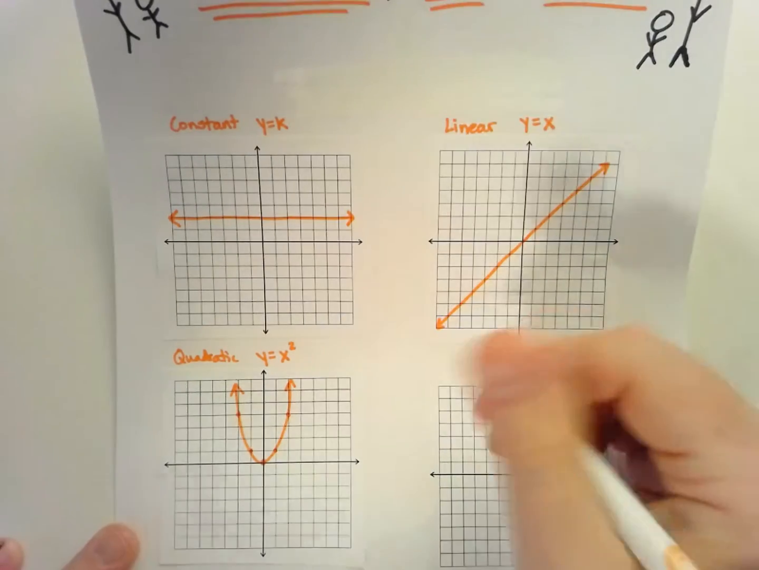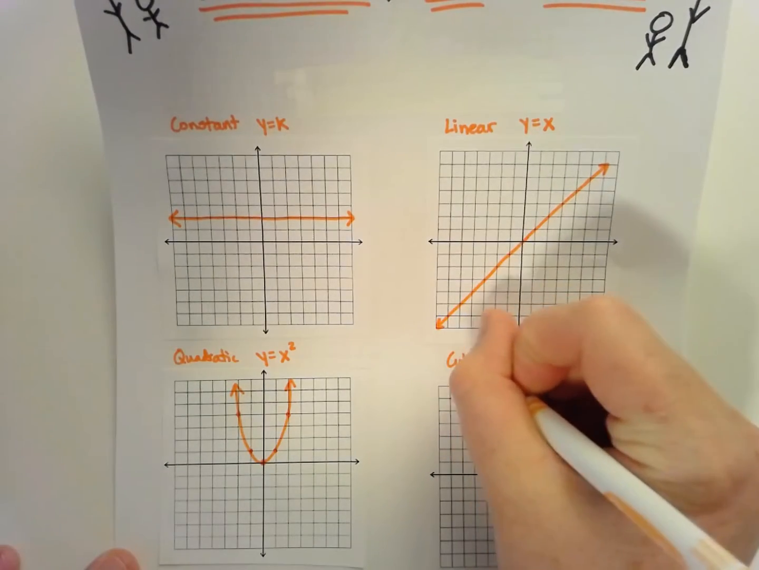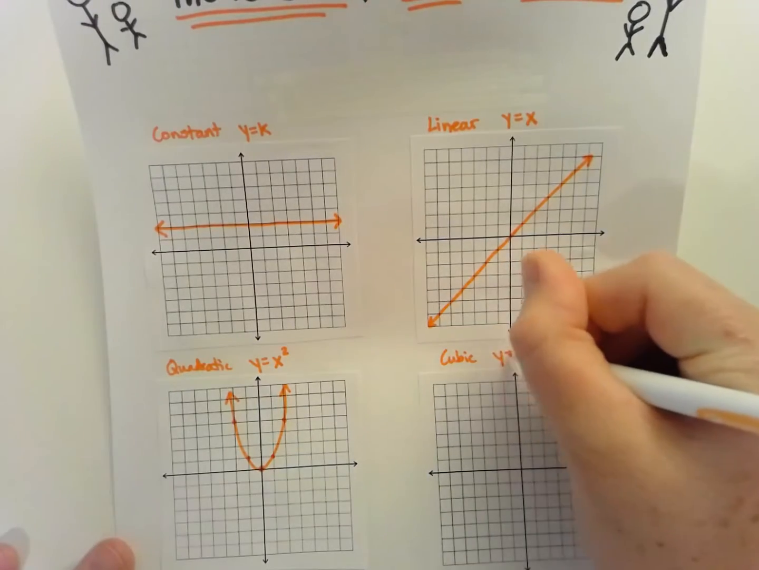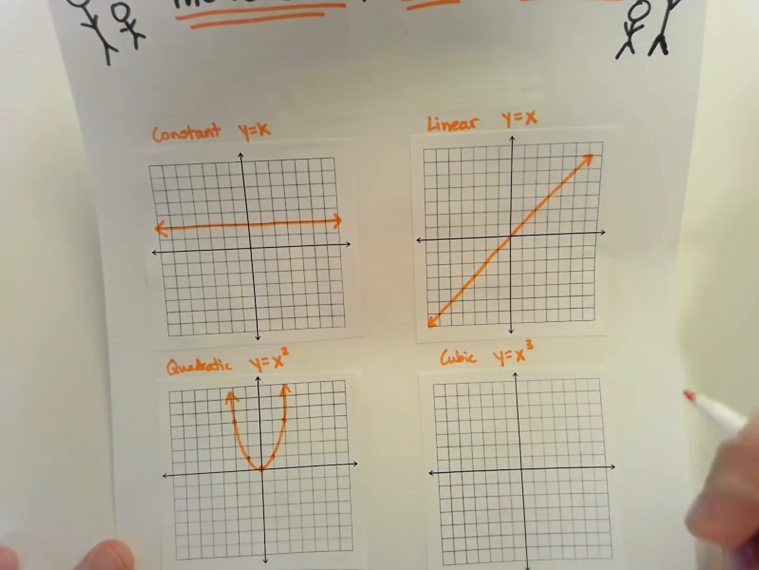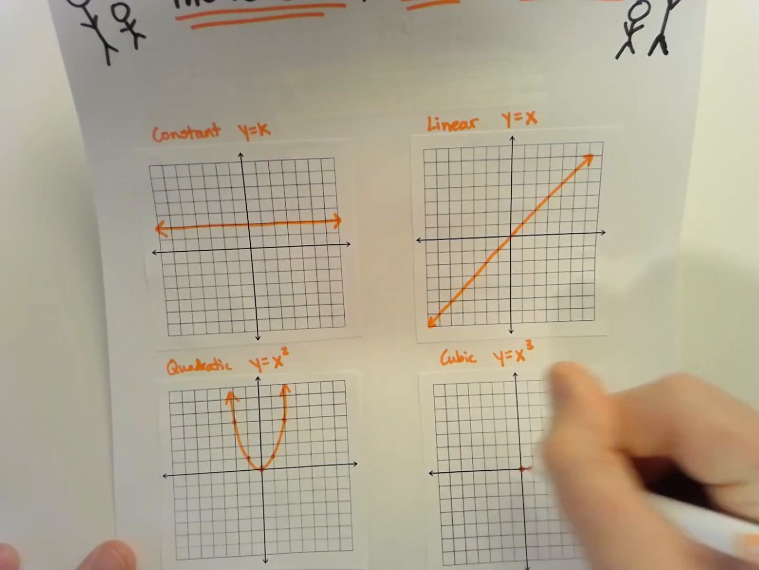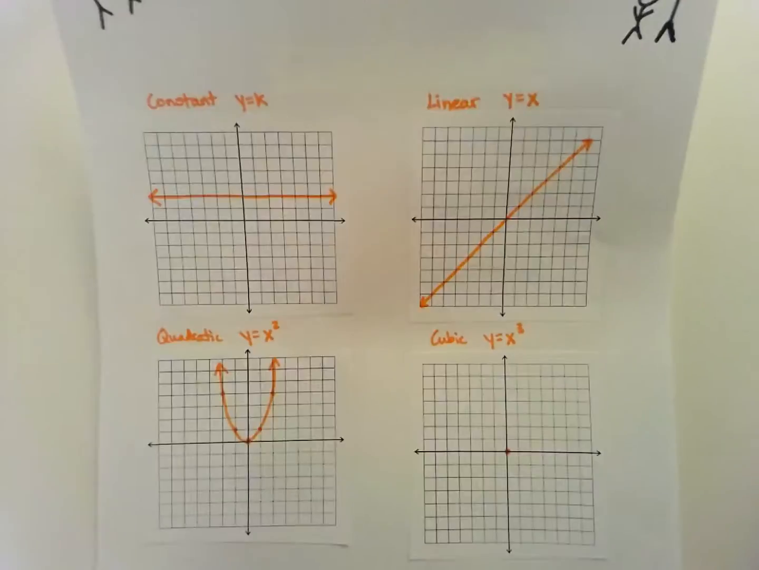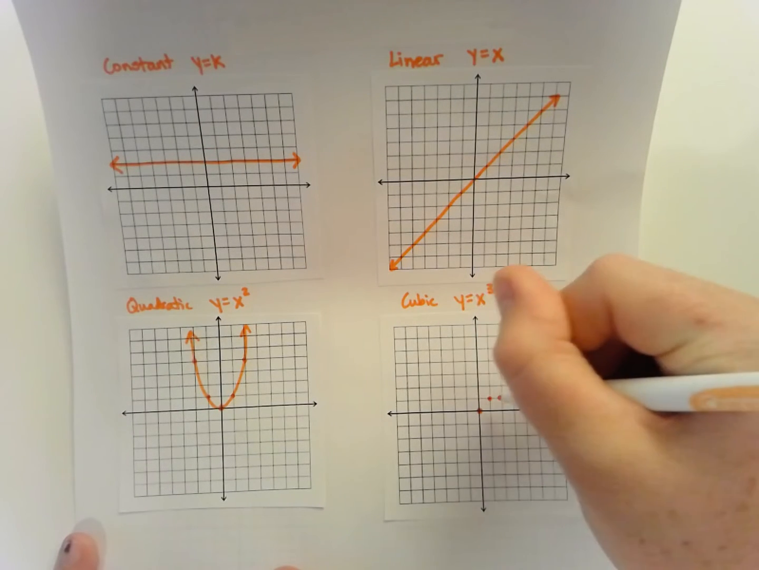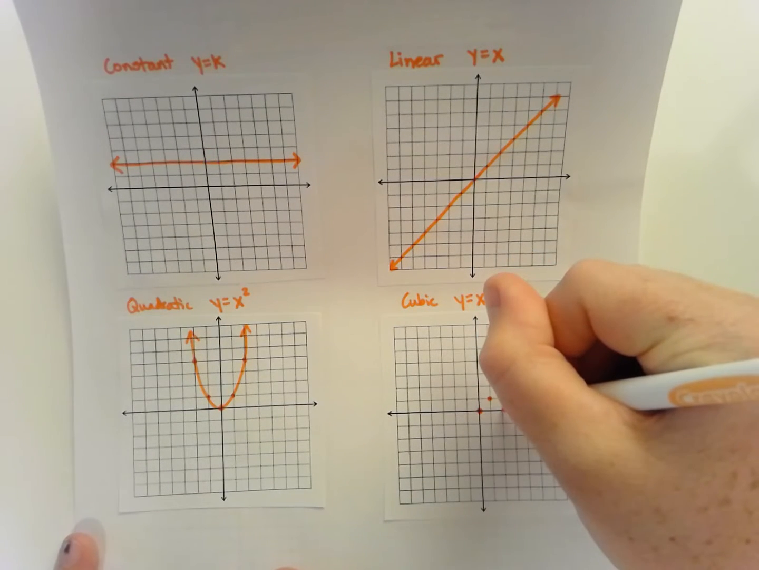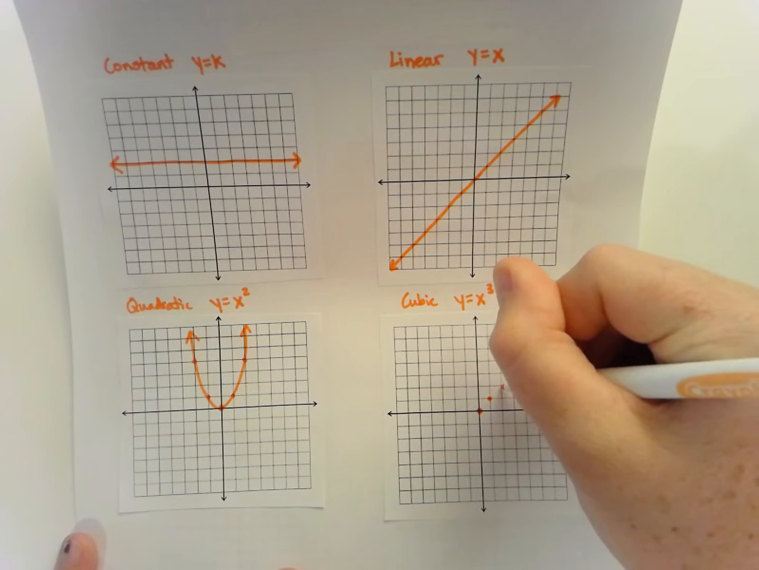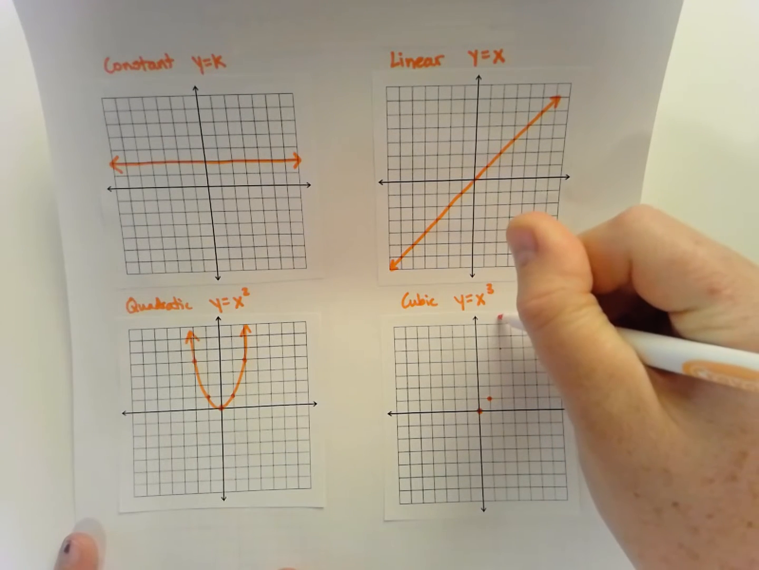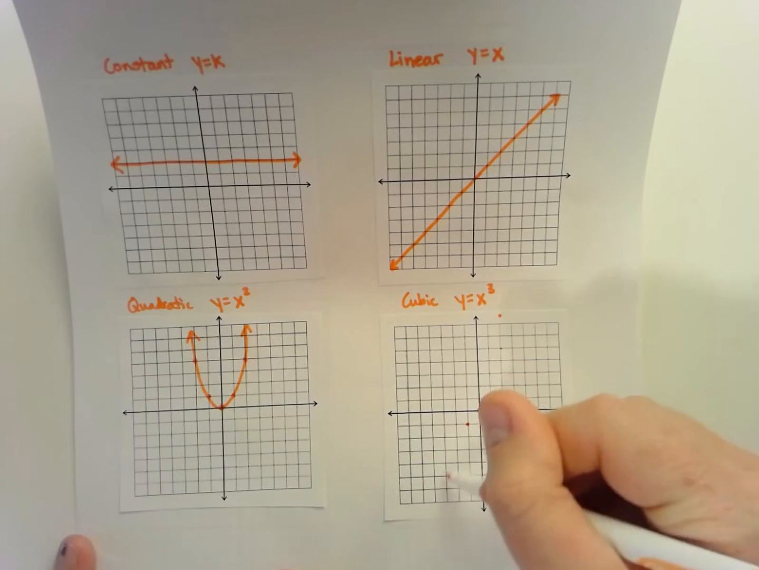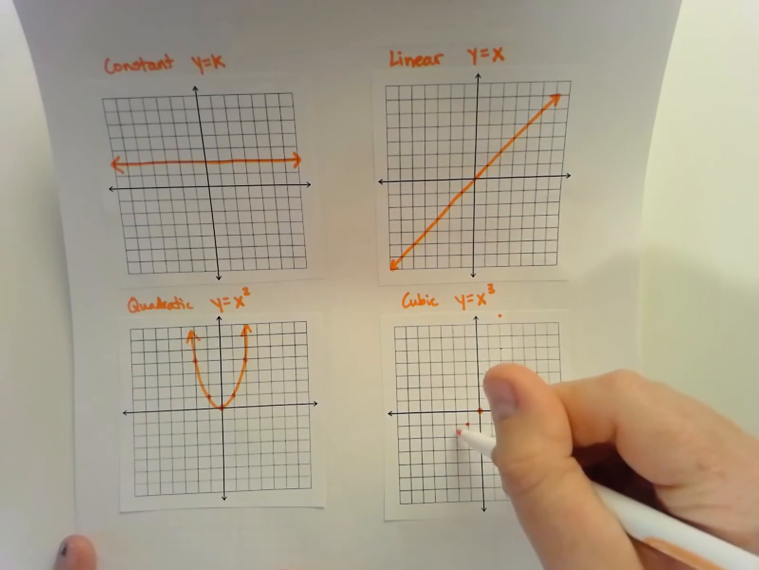Then let's graph our cubic function. So the parent function for cubic is y equals x cubed. So 0 cubed is equal to 0. 1 cubed is equal to 1. 2 cubed is equal to 8. So 1, 2, 3, 4, 5, 6, 7, it'd be about right there. And then the same thing would happen, but in this third quadrant.